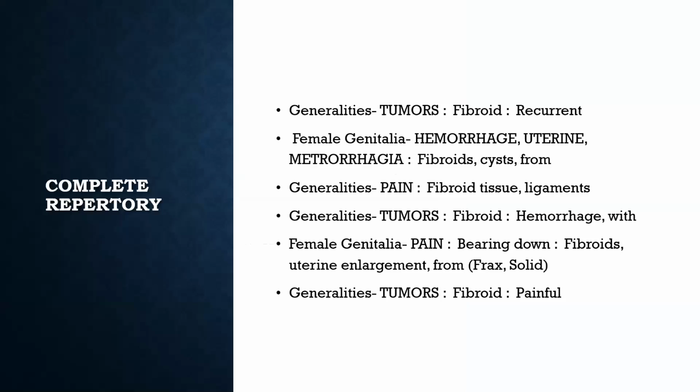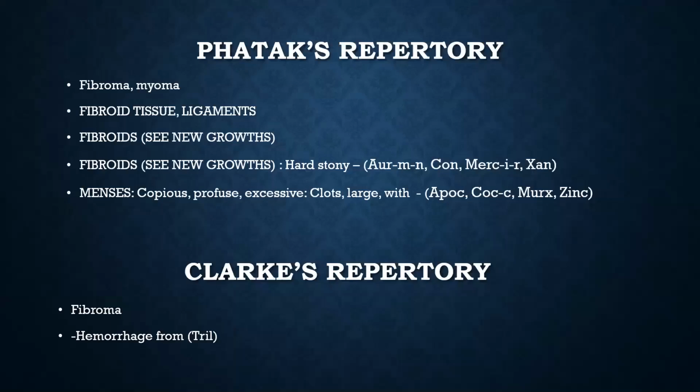Now, Complete repertory, again in this we can see the 3rd rubric. You can see the generalities, pain, fibroid tissue, the ligaments. So this is one particular rubric which is a little different from the others. Apart from that, others are the same. Pathak's repertory, again you go, you will find fibroma or myoma, fibroid tissue ligament, fibroids, we can see hard, stony, the menstruation pattern with copious, profuse, excessive, clots, with large clots. Again, everything is one and the same. Even Clarke's repertory also gives fibroma with hemorrhage.